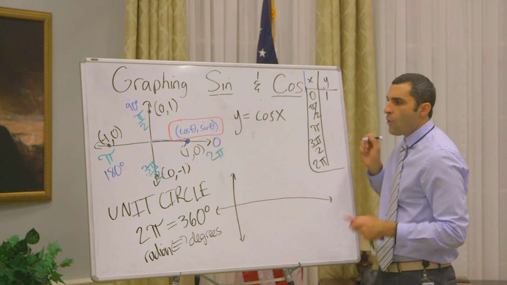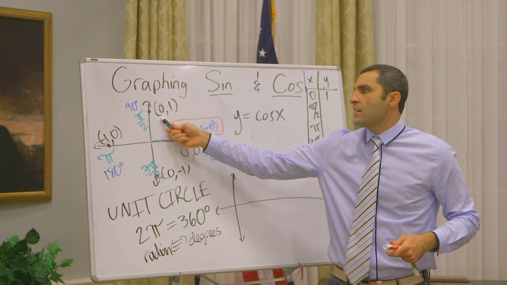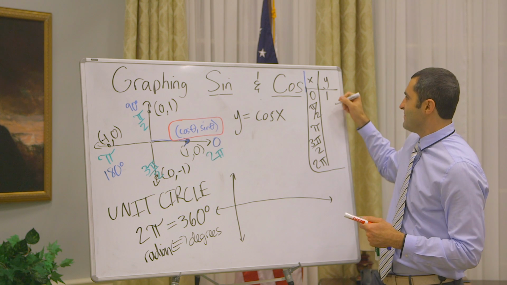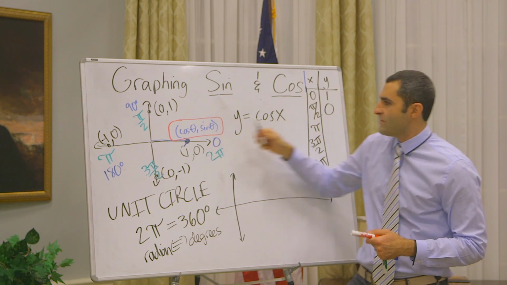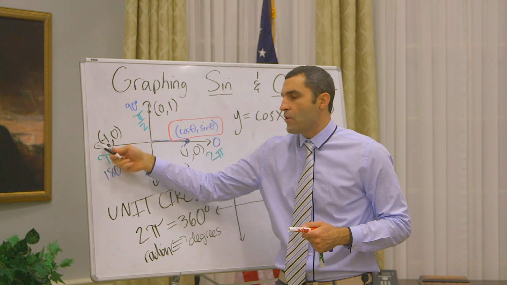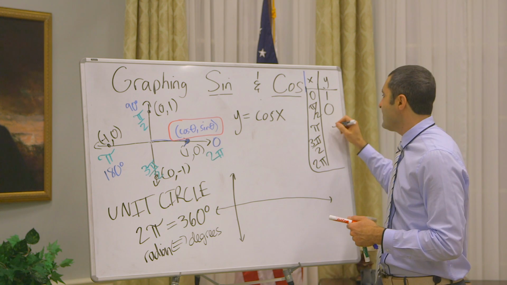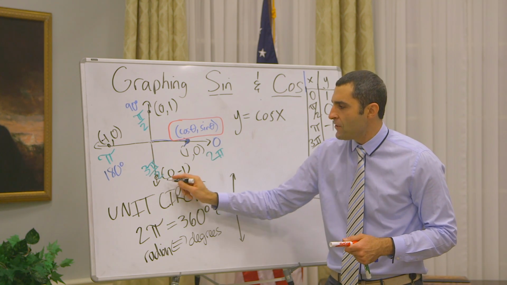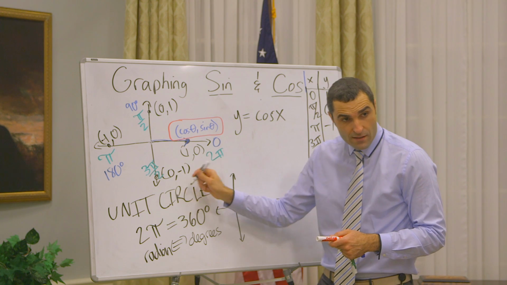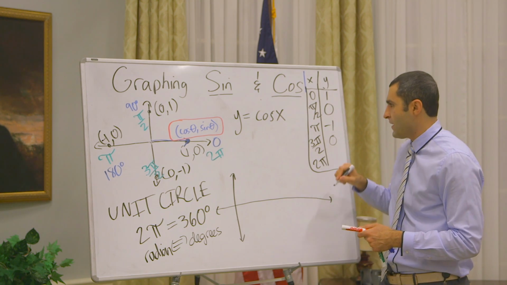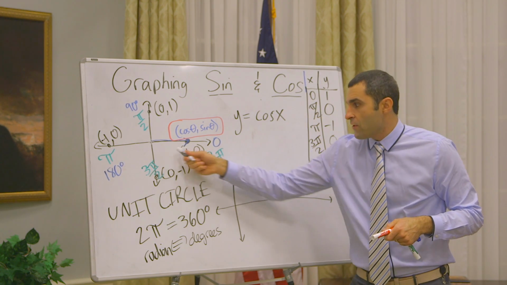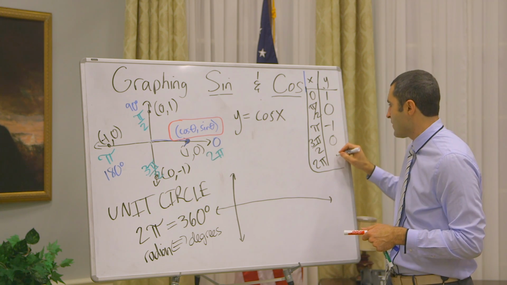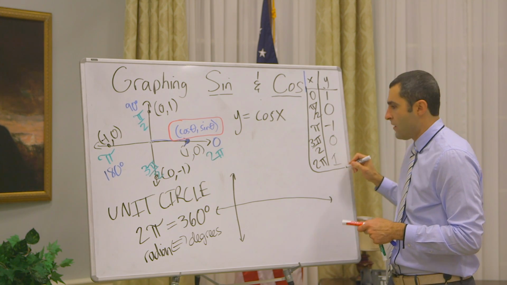What is, over here, pi over 2? What is the cosine of pi over 2? 0. Over here, pi. What is the cosine of pi? Negative 1. What is the cosine of 3 pi over 2? 0. I was ahead of myself, I'm so sorry. And now, cosine of 2 pi is 1, yes. Okay, that makes sense.